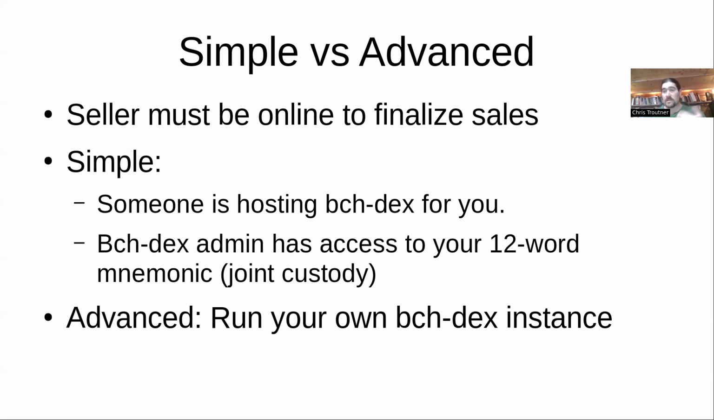So in the simple version, someone is hosting the bch-dex backend software for you. And they're creating an account on their system for you to use to sell tokens. And as a result, the administrator has access to your 12-word mnemonic. This is what's known as a joint custody wallet. So both you and the site administrator, if they were nefarious, could take the funds at any time, but you can also take the funds at any time.